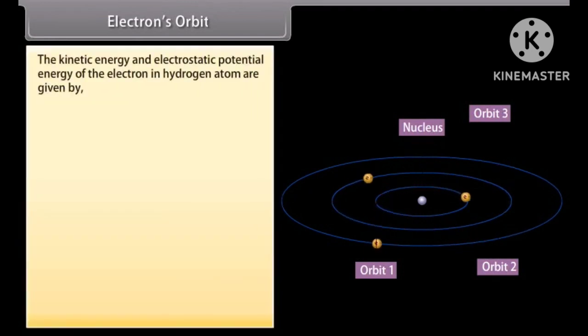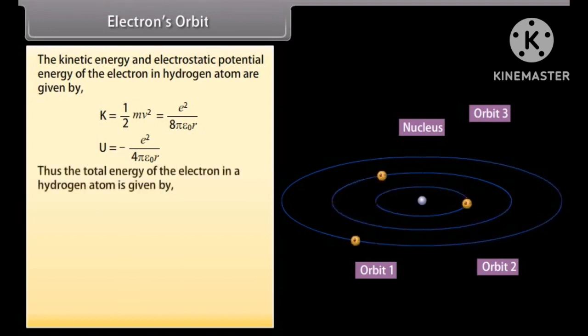The kinetic energy and electrostatic potential energy of the electron in a hydrogen atom are given by K equals 1 upon 2 mv square, which equals e square upon 8 pi epsilon naught r, and U is equal to minus e square upon 4 pi epsilon naught r.